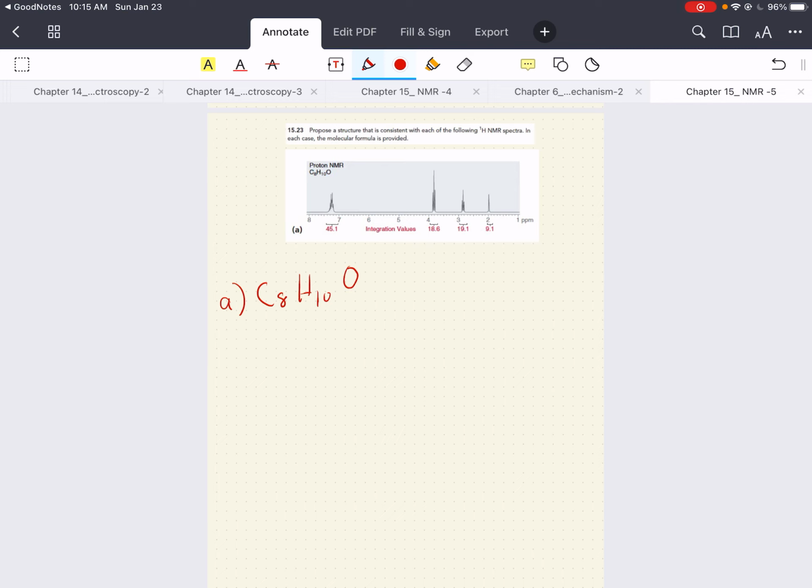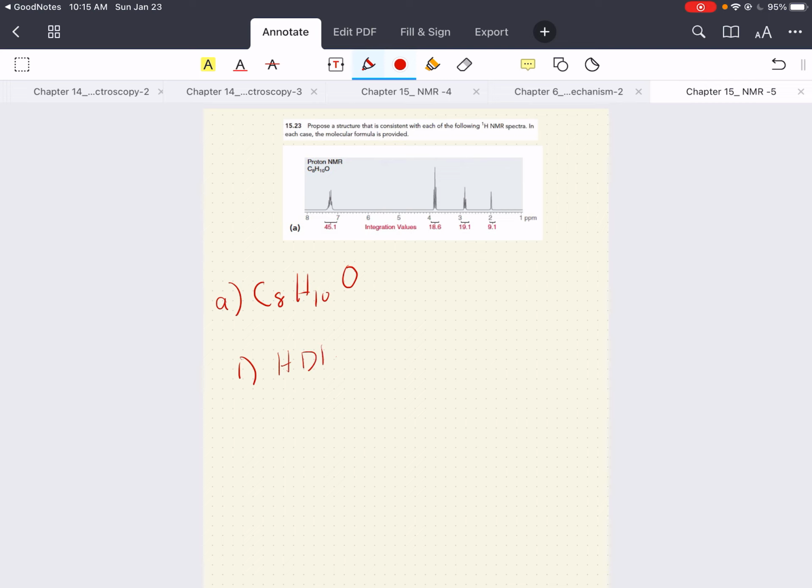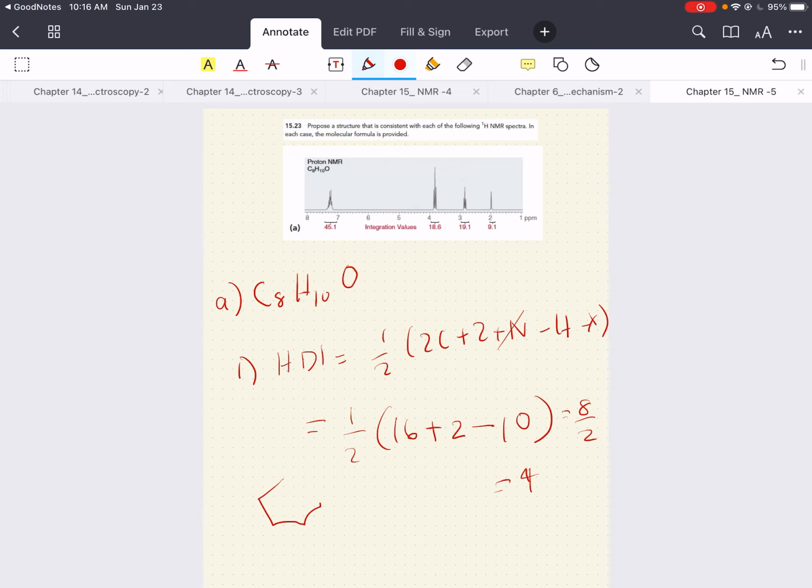All right, now, first step, hydrogen deficiency index. Very important. It's going to tell us if we have any rings or pi bonds. All right, 1/2 (2C plus 2 plus N minus hydrogen minus X). So that means 1/2, 2 times 8, 16, plus 2, we don't have any nitrogens, minus 10, and we don't have any halogens. So this is 18 minus 10. That's 8 over 2, and that's 4. A hydrogen deficiency index of 4 usually means we have an aromatic ring.